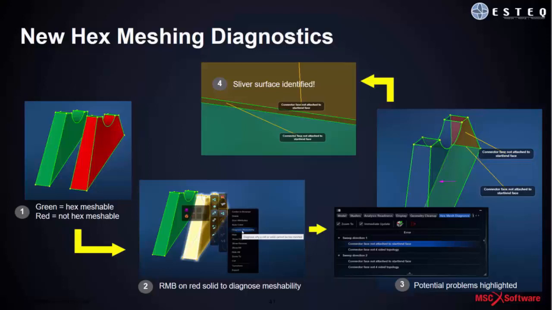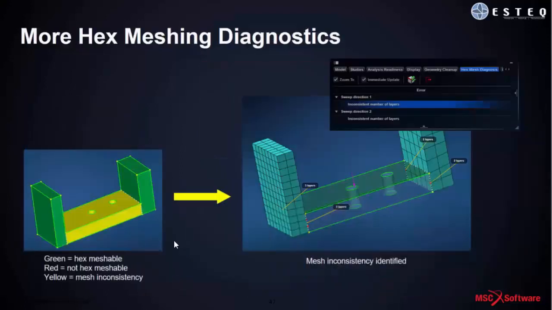One thing that is quite useful in the new release is with auto hex meshing. Once you've rendered the body to show that there's a problem and it can't hex mesh, you can now diagnose the problem. And I'll show you a nice example of that as well. So you can just right click on the body, diagnose meshability, and it will highlight the reasons for it not being able to hex mesh.